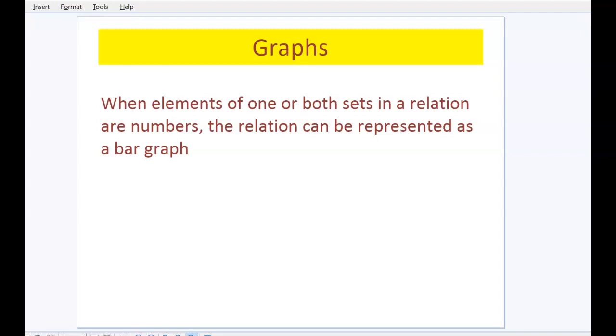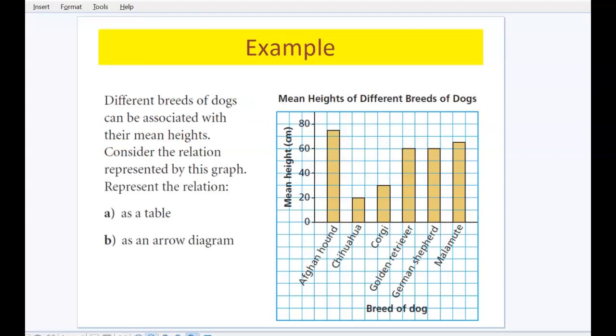In the second part of 5.1, representing relations, we're going to look at bar graphs. When elements of one or both sets in a relation are numbers, the relation can be represented as a bar graph. So we take a look at the different breeds of dogs associated with their mean heights. Consider the relation represented by this graph, and they want us to represent this relation as a table and as an arrow diagram.